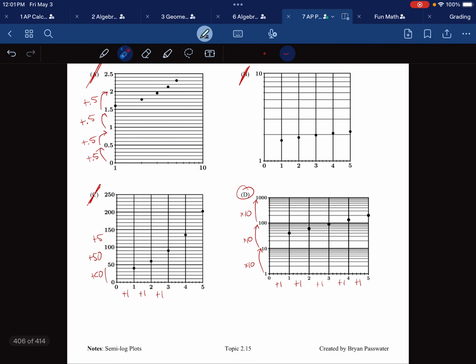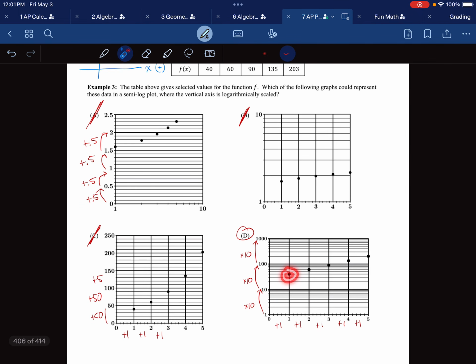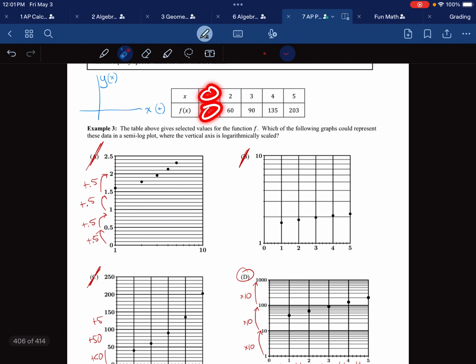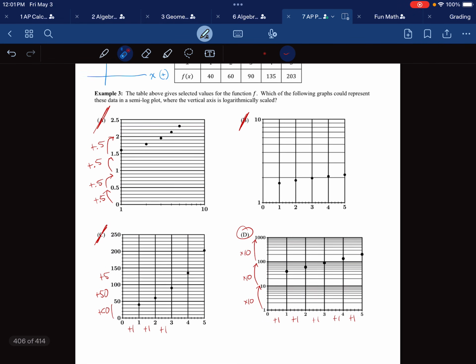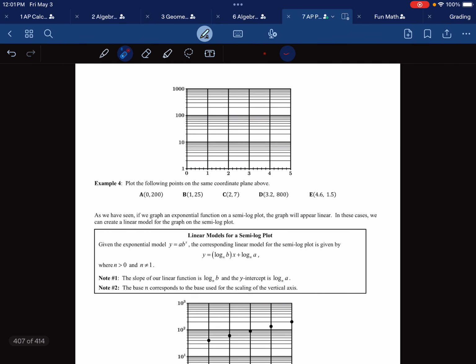Now we just have to verify, are these data points correct? You can say, okay, I need to graph (1, 40). So I come down here, I go to 1, and I go up to 10, 20, 30, 40. So this is (1, 40), and I assume that the rest are correct as well. The correct answer is indeed D. All right, then we move on to the hardest and last page of the notes, page 3 of 3.